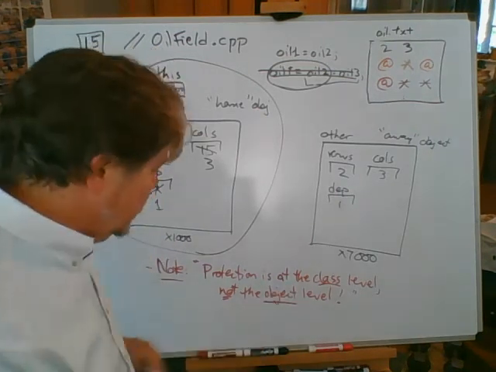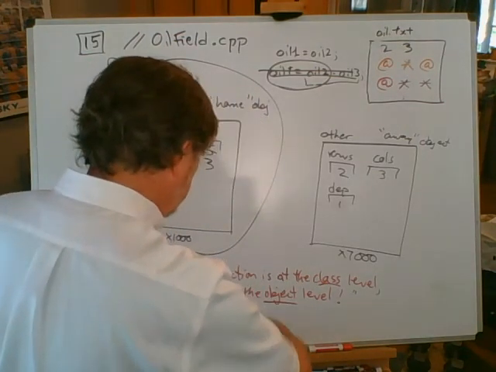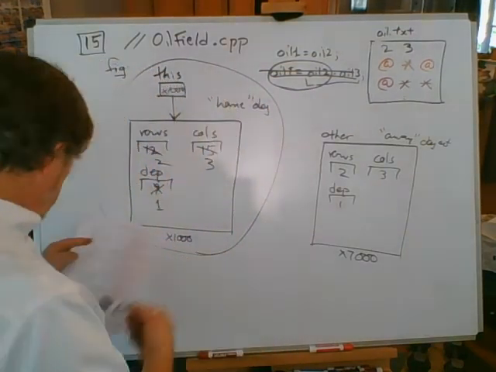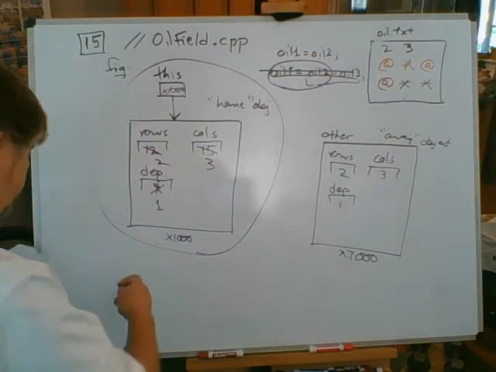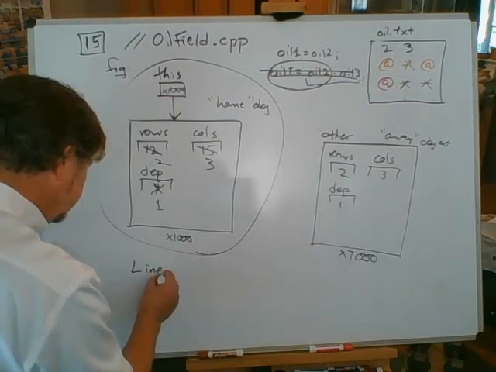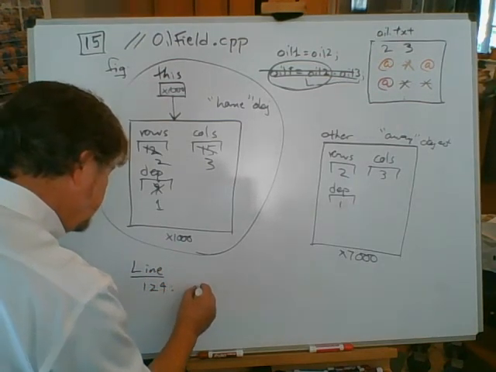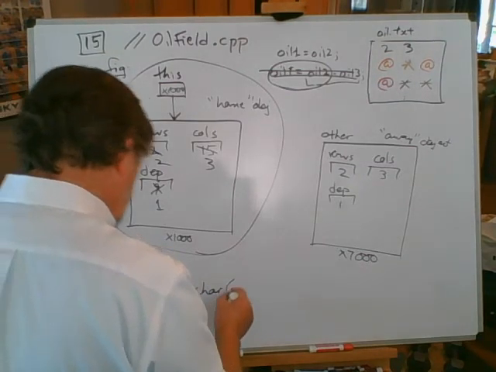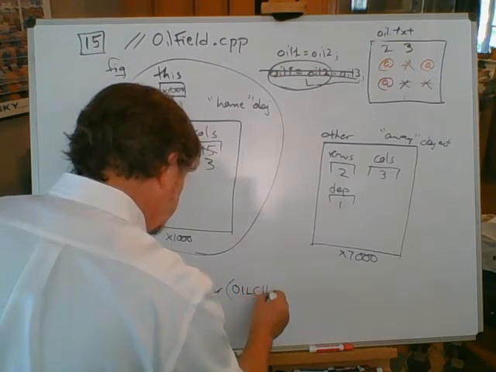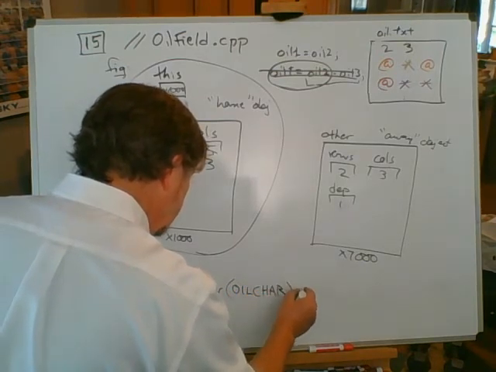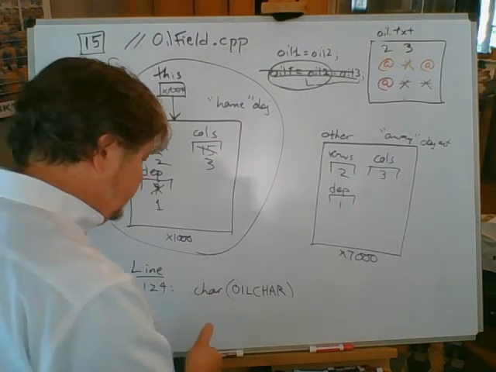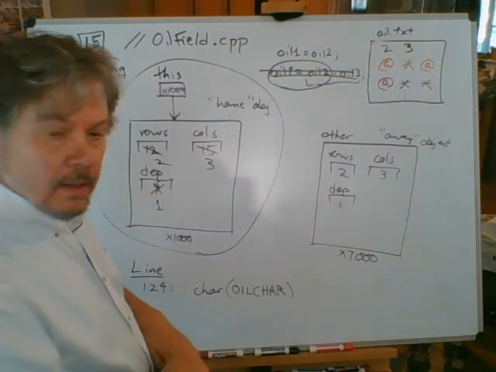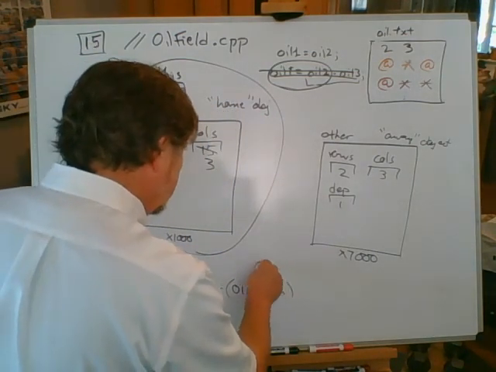The char out front, I will write this on the board. What line is it? Line 124. Char. Oil char. Oil char was that enumerated value that doesn't have a data type. This is the @ symbol. We don't have to worry about that.